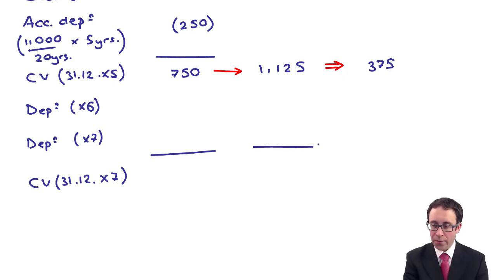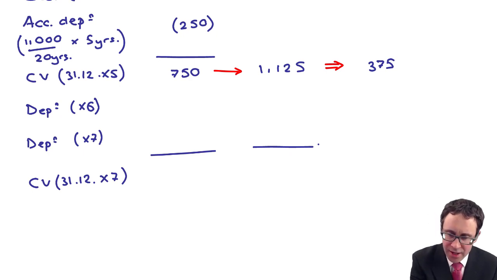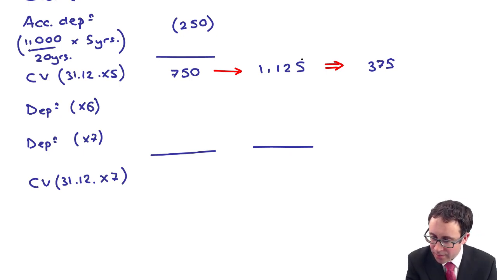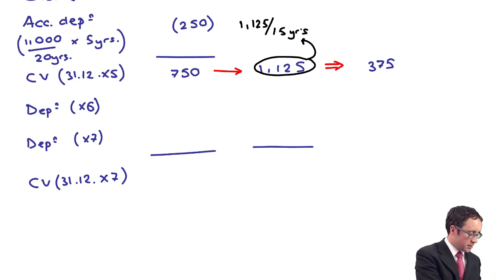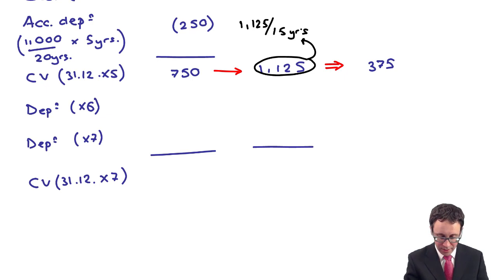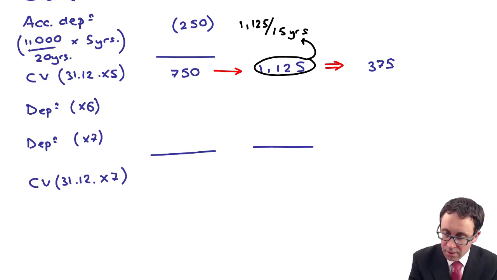So what have we got? Okay. Well, there were 15 years left, weren't there? So if we do the 1125 divided by our 15 years, let's just double check on the calculator. 1125 divided by 15 is 75,000 per annum.